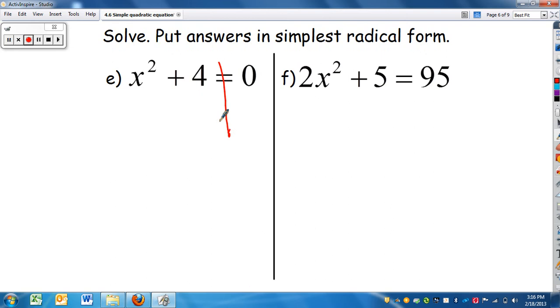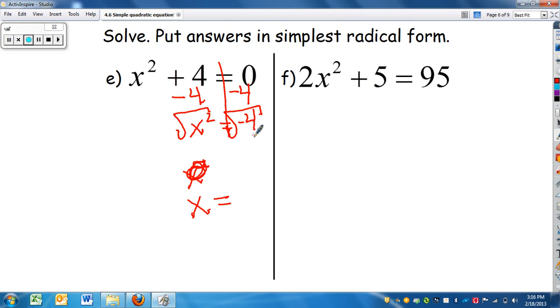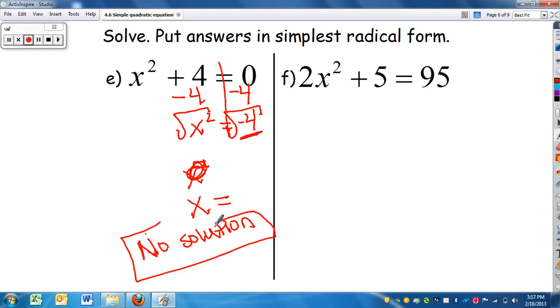On E, I have positive 4, so I'm going to minus 4. So I have x squared equals negative 4. Square root. A lot of you are going to be tempted to say, oh, the square root of 4 is 2, so it's plus or minus 2. But it is negative. You cannot take a square root of a negative number. There are no two numbers multiplied together that give you negative 4. So my answer is no solution. If you get a square root of a negative number, there is not an answer.